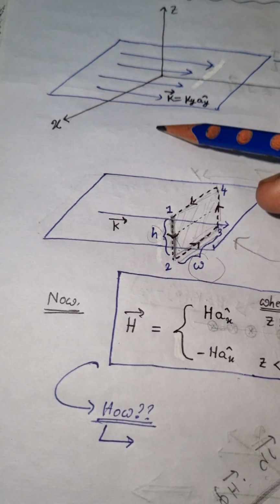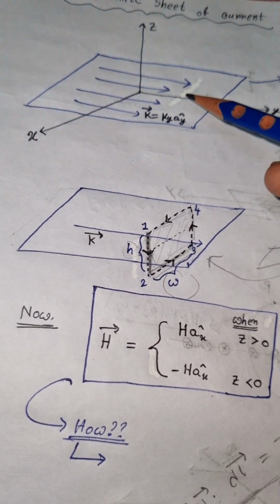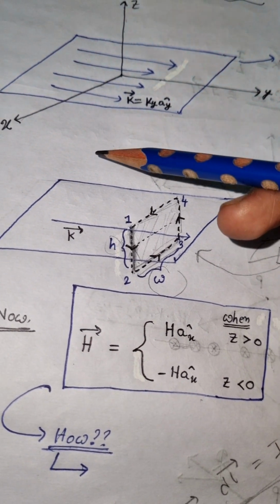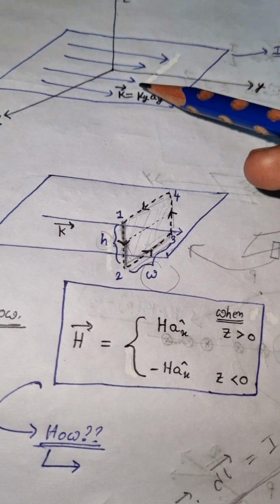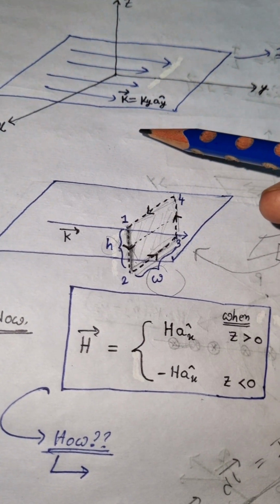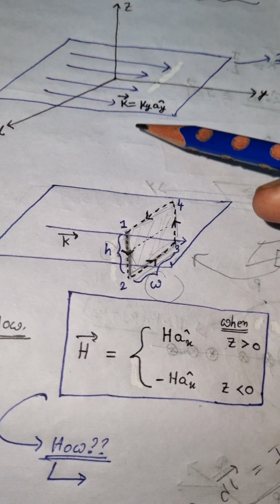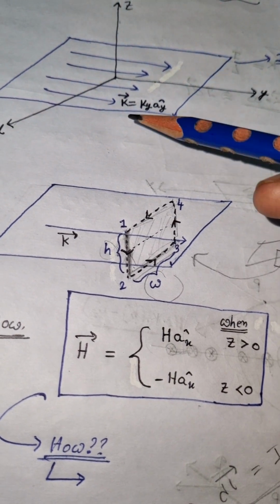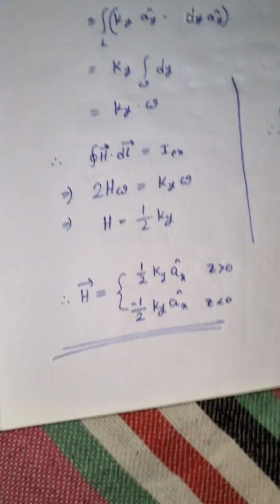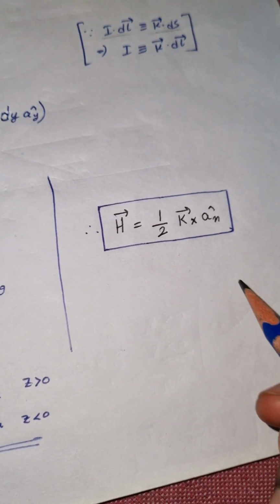And if the point lies below here, K becomes the same Ky ay cap. And for the point, what is an cap? Minus az cap. So K cross an cap equals Ky ay cross minus az cap, which is minus half Ky x cap. So it is the generalized form. Okay, thank you.